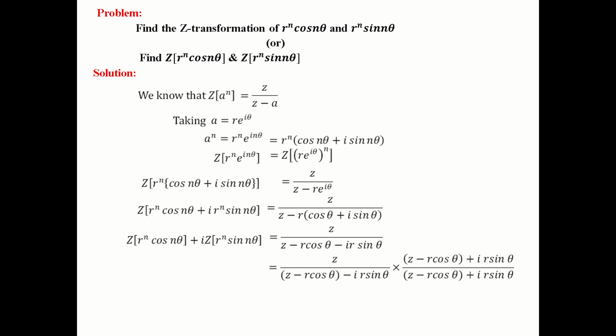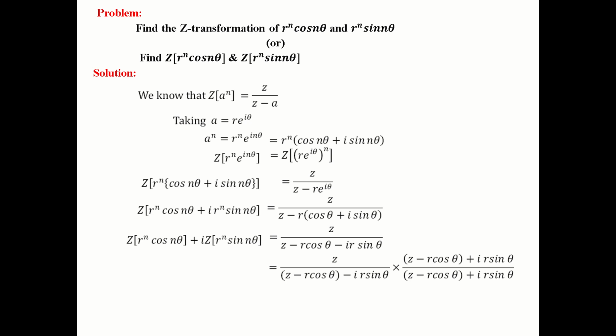So which is equal to z by z minus r cos theta, that is the real term, minus i r sin theta, the imaginary term. So multiplying by the conjugate of the denominator term, that is z minus r cos theta minus i r sin theta. That conjugate is z minus r cos theta plus i r sin theta.